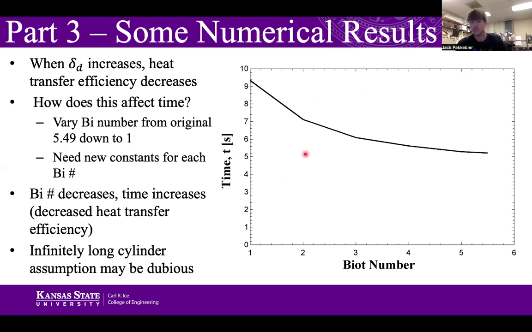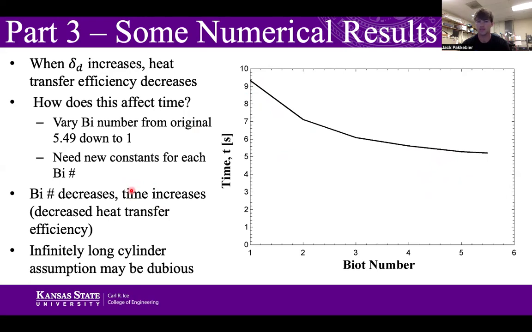To do this, I would need new constants for each Biot number. So I followed the table in Cengel to get these C and psi constants. What we can see from these results is that as the Biot number decreases from roughly 5 to 1, the time increases. This makes sense as we're getting decreased heat transfer efficiency, so we would expect a longer time to get to pasteurization temperature.